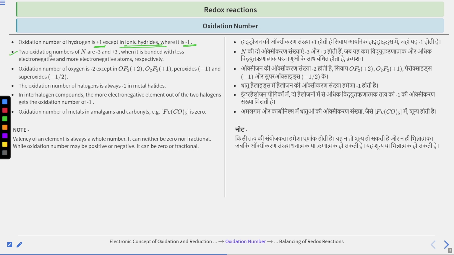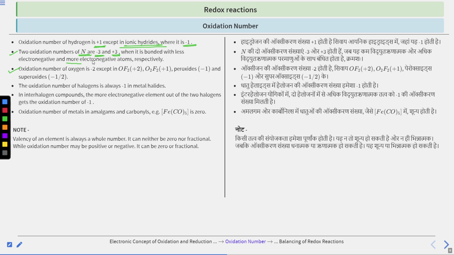Next, the two oxidation numbers of nitrogen are -3 and +3, when it is bonded with less electronegative and more electronegative atoms respectively. So -3 is the oxidation number of nitrogen when it is bonded with a less electronegative atom, and +3 when it is bonded to a more electronegative atom.